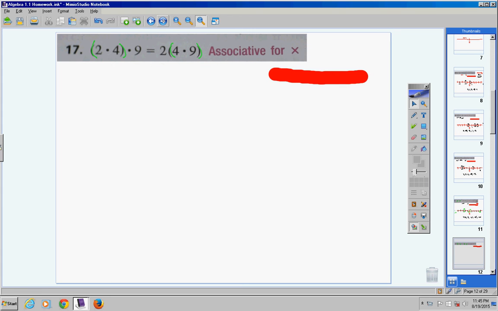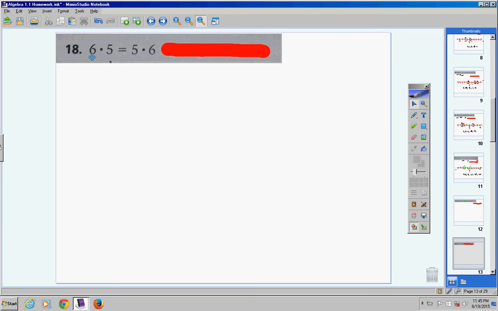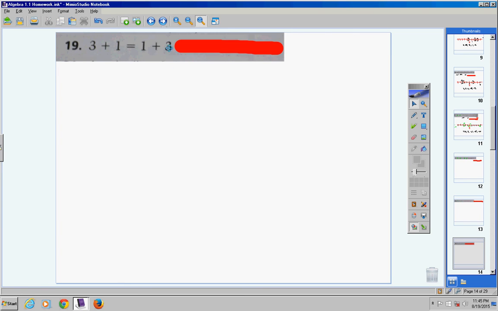Okay. Number 18. We have 6 times 5 being the exact same thing as 5 times 6. Whenever you have two numbers being multiplied and you swap places, we call that commutative. So it's the commutative property of multiplication. Number 19. Here we have 3 plus 1 is the same thing as 1 plus 3. You're turning the numbers around. Well, that's the commutative property for addition.